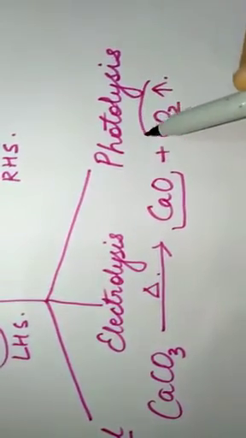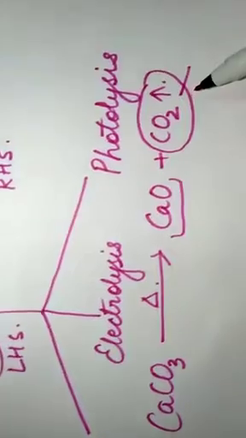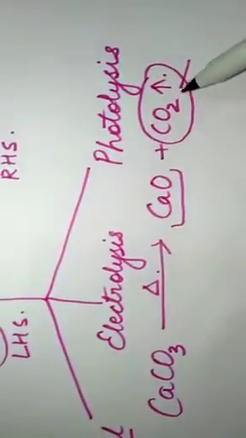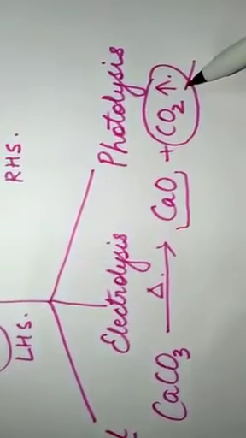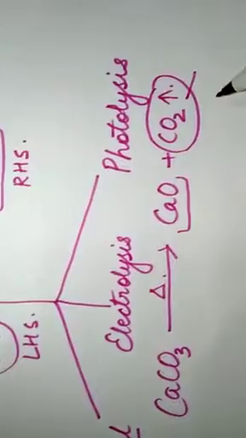And how to test carbon dioxide gas? This turns lime water milky. This is the most common test which we perform in the lab for finding out whether the gas evolved is carbon dioxide or not. So carbon dioxide gas turns lime water milky.